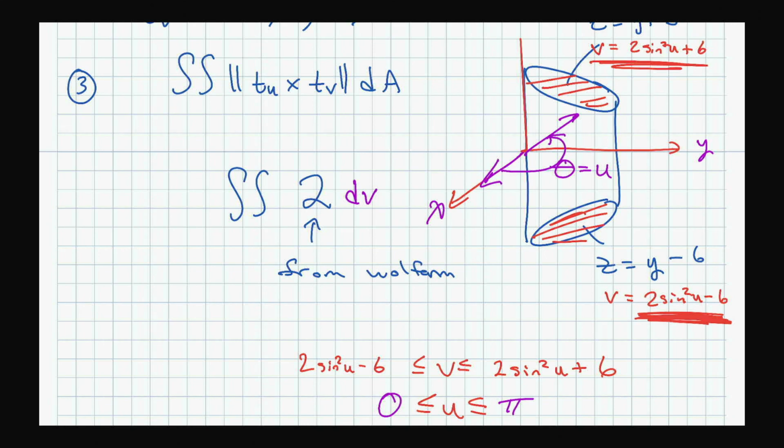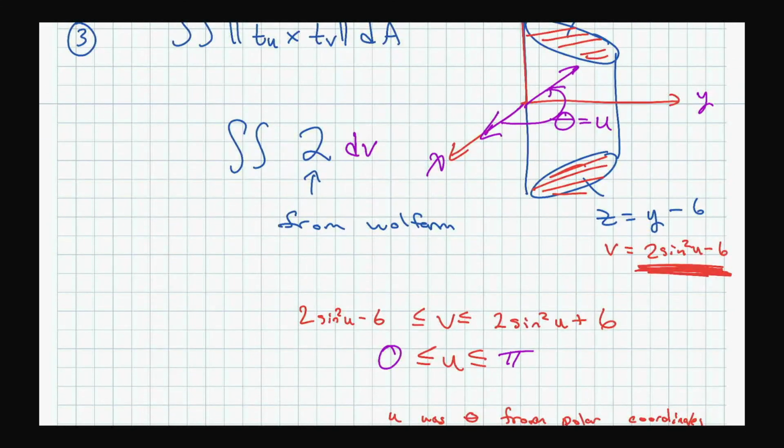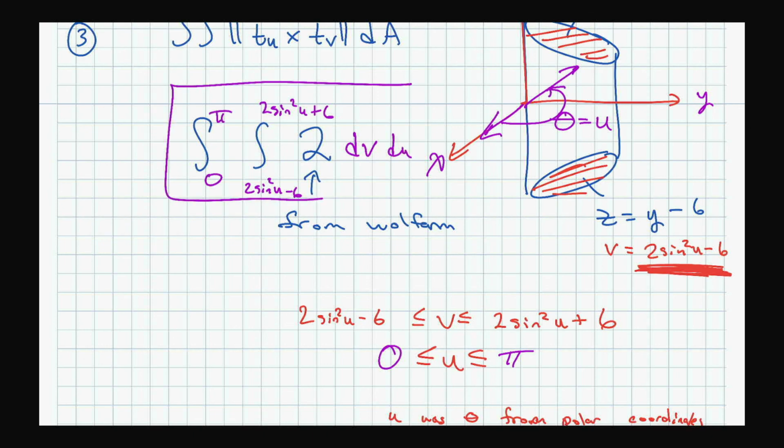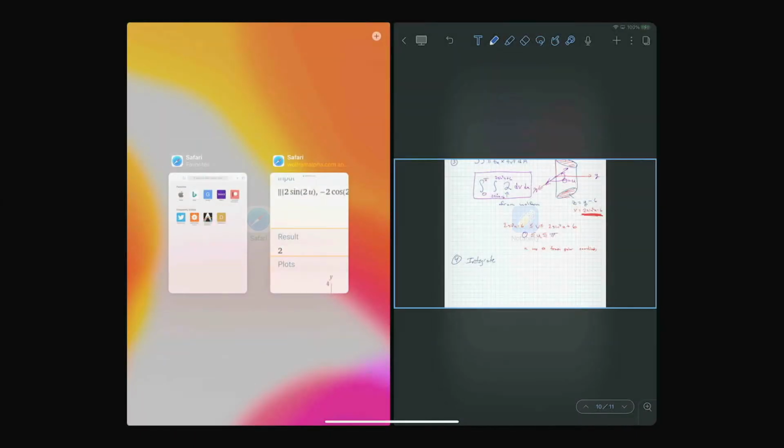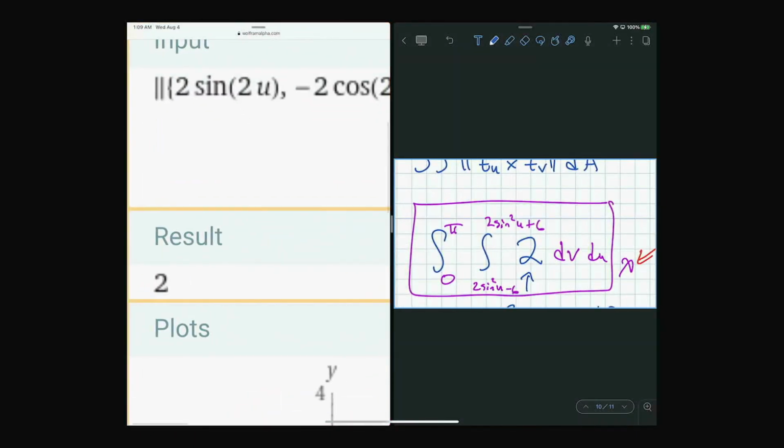So what you end up doing is that your v is going to go from 2 sine squared u minus 6 to 2 sine squared u plus 6, and then your u is 0 to pi. That's kind of hard to set up, but that's what you had to do on this one. And your last step is you're going to integrate, which we're just going to do on a computer again because we are lazy.